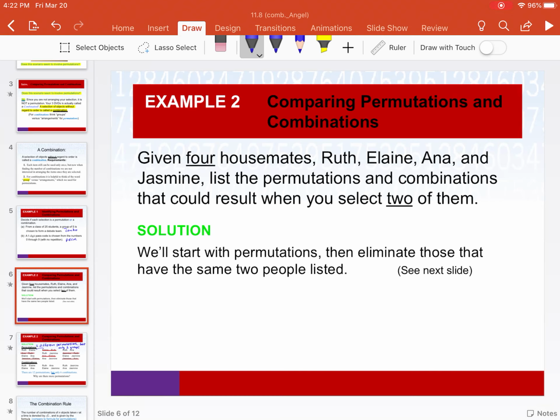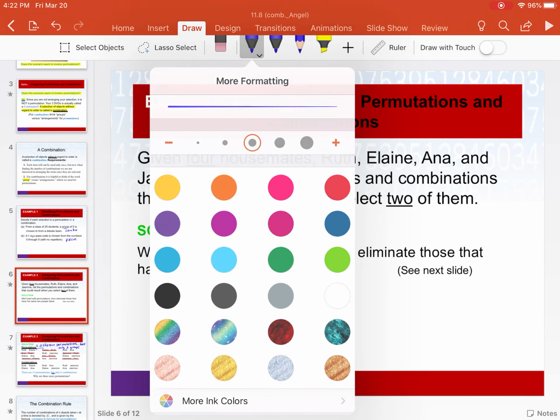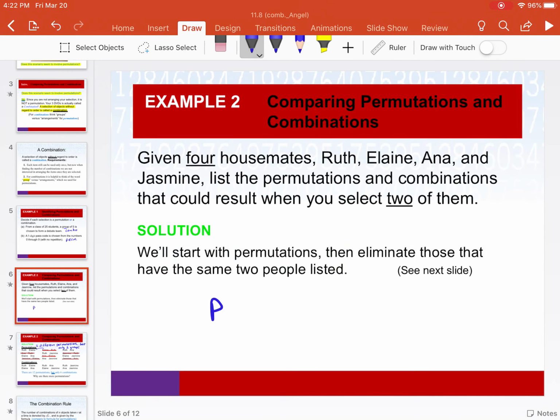Matter of fact, for permutations, it would be this: permutations for pick 2. So if you want to check that out on your calculator, make sure you remember how to do that. Why don't you take a second, make sure you can find those buttons. Okay.